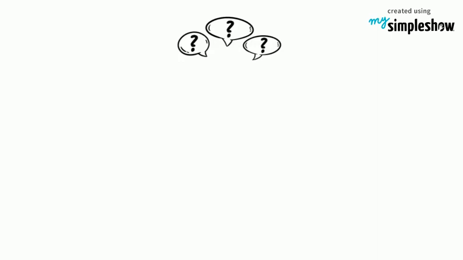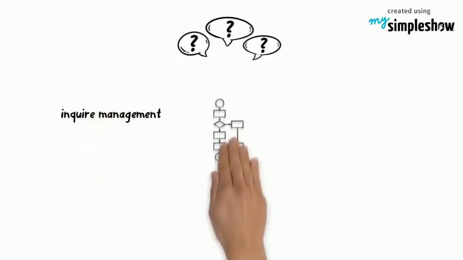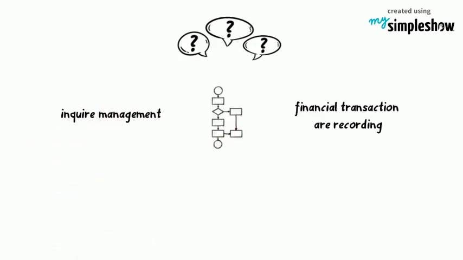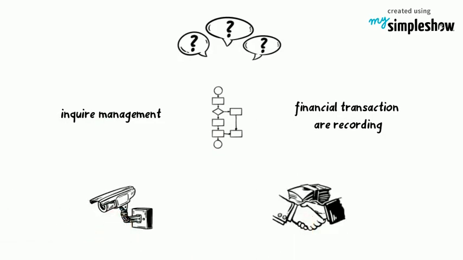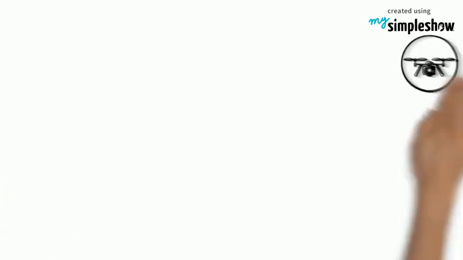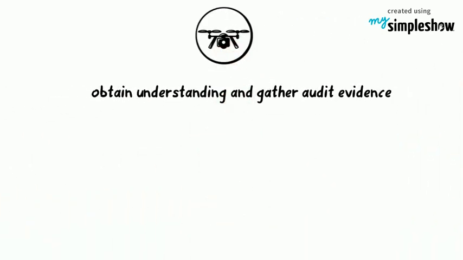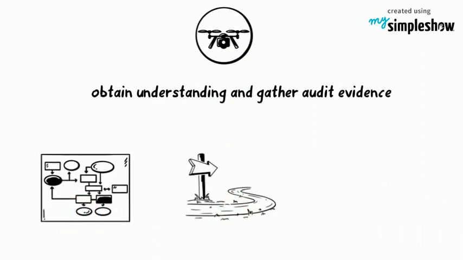Second, inquiry. The auditor will inquire of management about the business process and how financial transactions are recorded, as well as measure control on business transactions. Third, observation. An observation is used to obtain understanding and gather audit evidence, mainly on the real process or ways in which the client has done a specific business process.